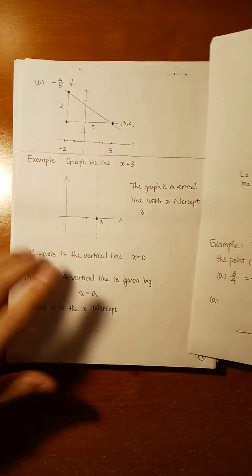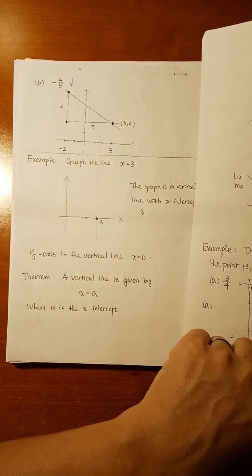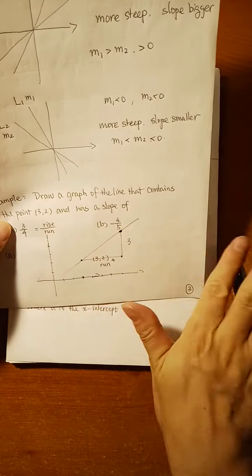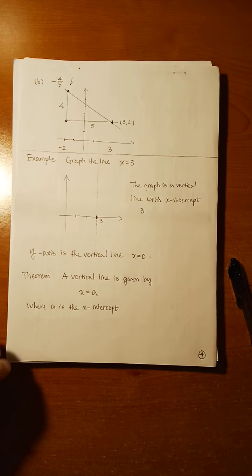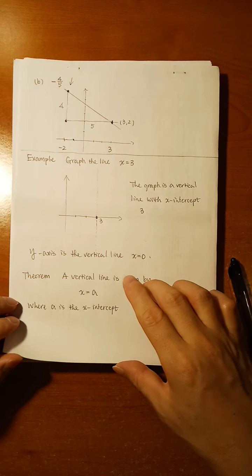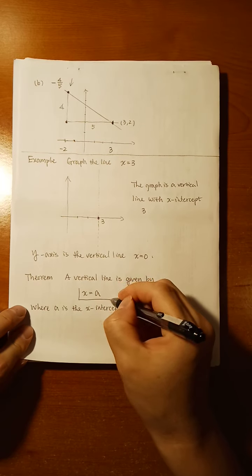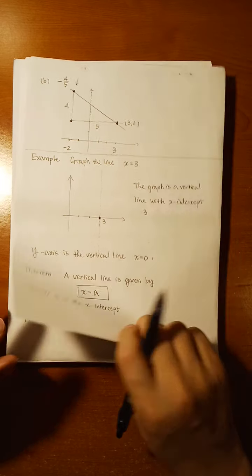And in this example, we have the positive slope and the negative slope. Positive slope, you do all these things on the right side. Negative slope, you do it on the left side. And then we get the vertical line. Vertical line always has a form x equal to a.